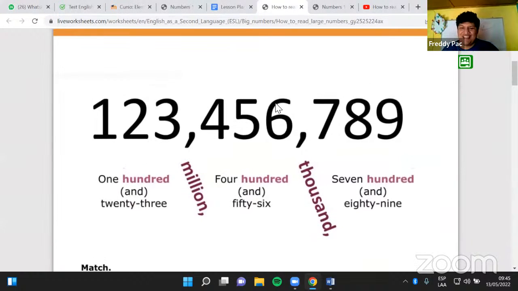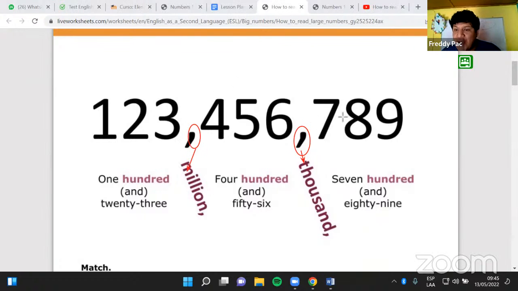What is the secret? Let me tell you. I want you right now only to read the quantities, but separated. For example, when you see this comma, instead of calling it comma, you will call it thousand. And when you see this comma, instead of calling it comma, you will call it million.